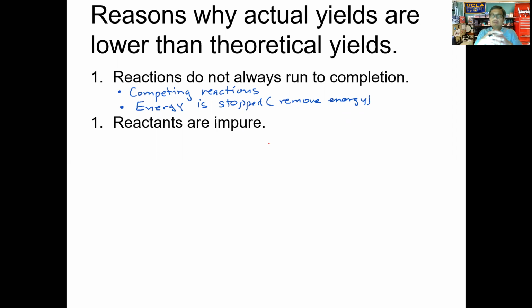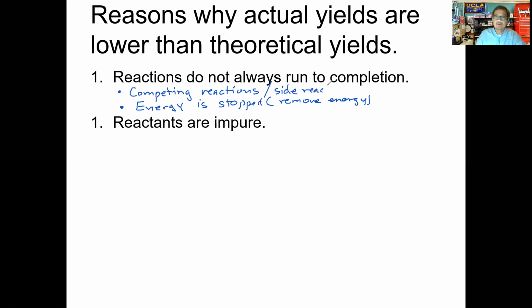Another reason why the theoretical yield will be greater than the actual yield, that means you get less product than what you expect: the reactants aren't pure, which means what you mixed together had other contaminants in it. If there are other contaminants in it, then we're going to get these side reactions, these competing reactions. I'll just write this as side reactions that will happen. That is other reactions that we don't anticipate that will take away from what we think would happen. So the reactants are not pure, and if you don't get pure reactants, you're going to have a very hard time getting the amount of product you expect to get.